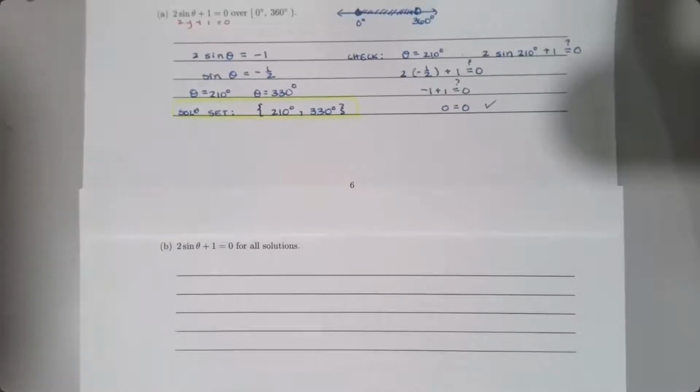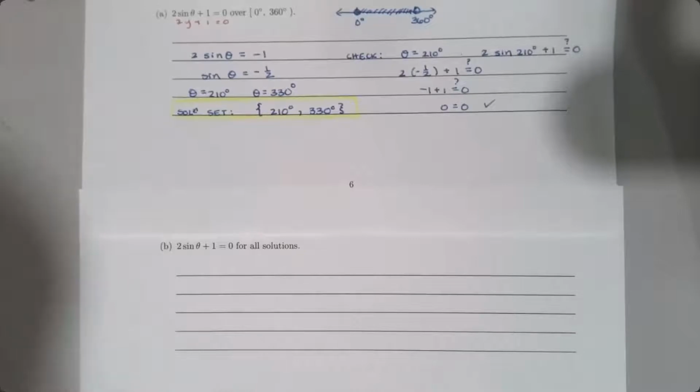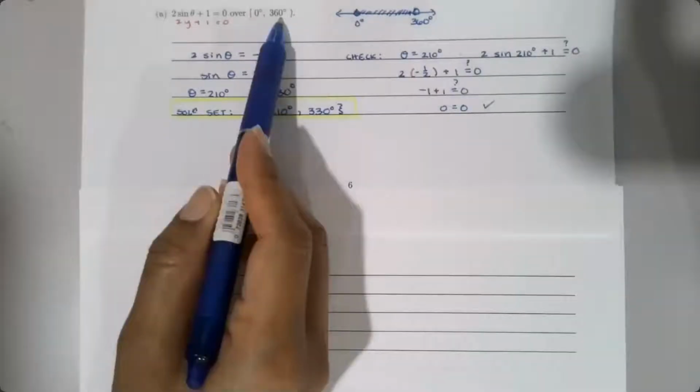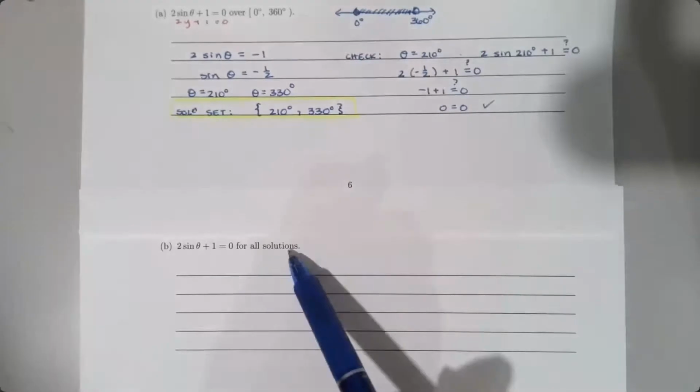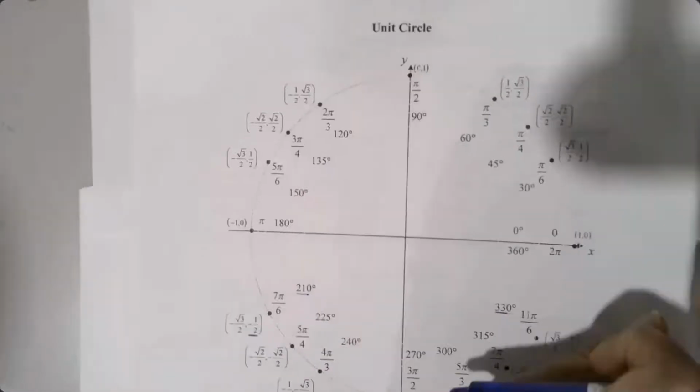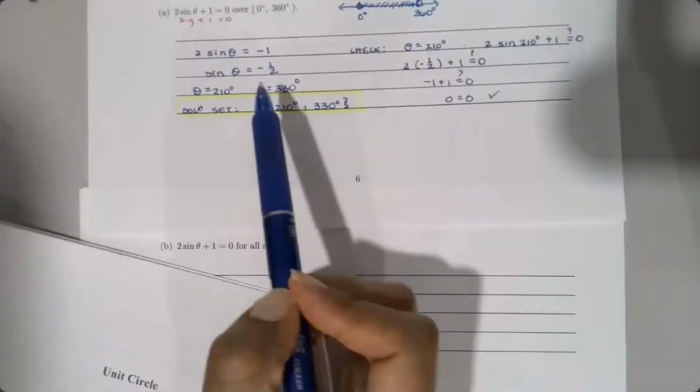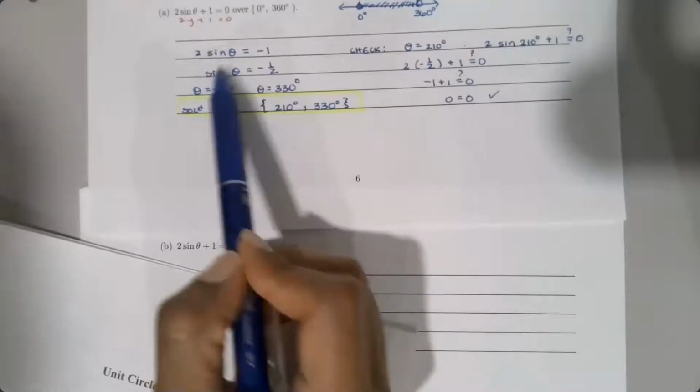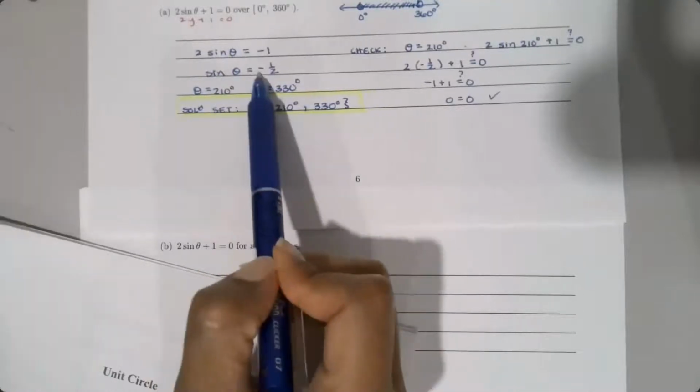Now part B is asking, it has the same exact equation, but the interval that they're asking over is not 0 to 360 anymore. They're telling us for all solutions. So if we take a look at the unit circle, they're asking for all of the angles that are going to satisfy this, meaning we're trying to see what are all of the angles that are going to give us sine of theta equal to -1/2.